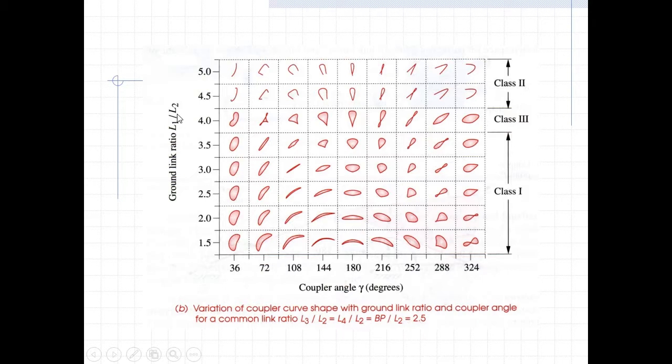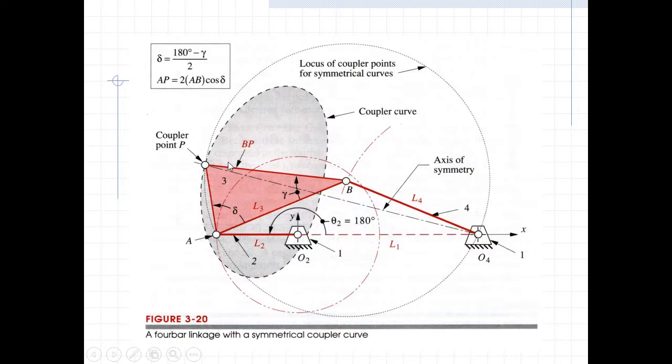Now in this particular example, we said that our crank was going to have a length of 2 inches. If that crank has a length of 2 inches, then that means our coupler will have a length of 2.5 times 2, or 5 inches, and that coupler will be the same as our rocker, which will also be the same as BP. Let's go back and take a look. BP is that length that goes from where the coupler and rocker meet all the way out to our coupler point P.